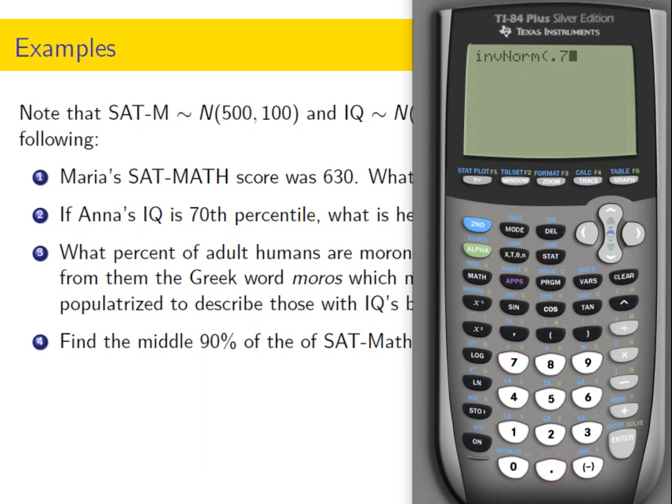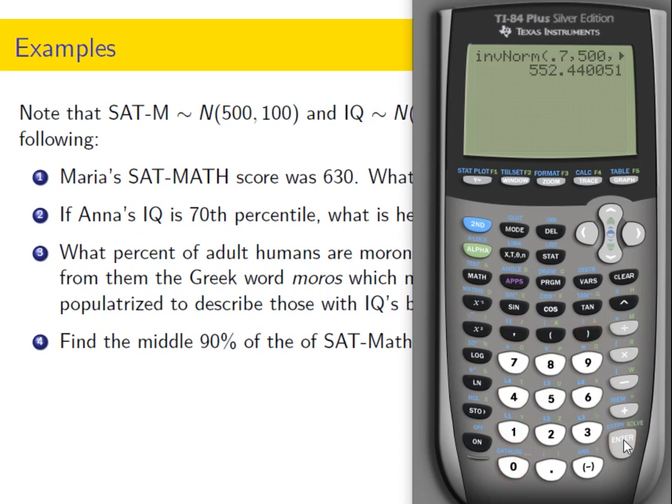So this is an important thing to note. Whenever you're putting a probability or a percentile or a proportion into the graphing calculator, it's expecting it in decimal form. So this is not going in as 70, it's going in as 0.7. The comma is above the 7 key, so 0.7, and then tell it the mean and the standard deviation. So 500, comma, 100, close parentheses.